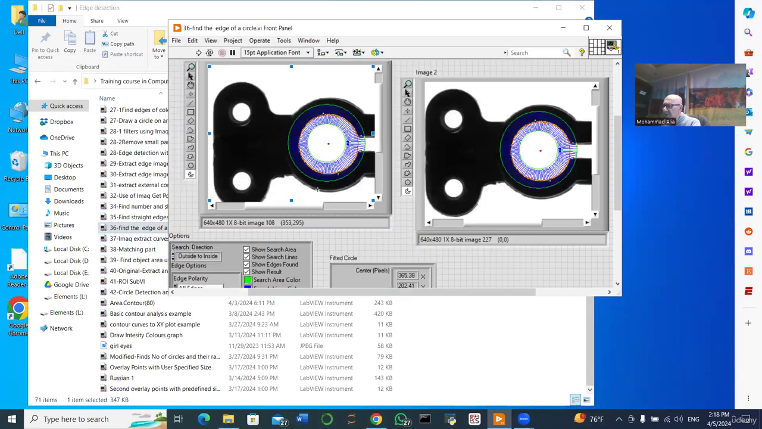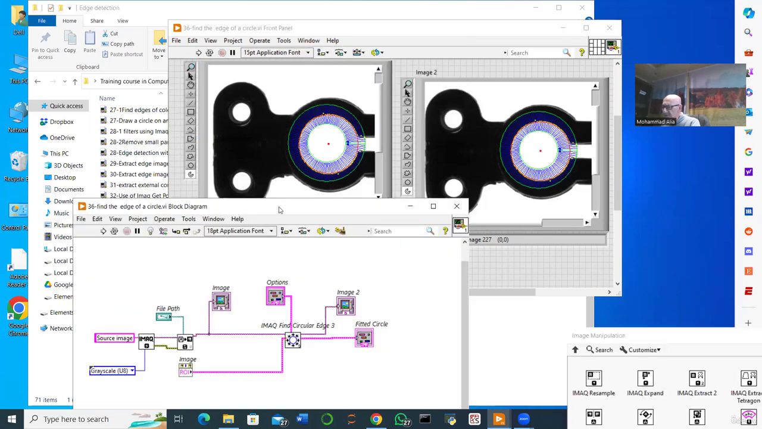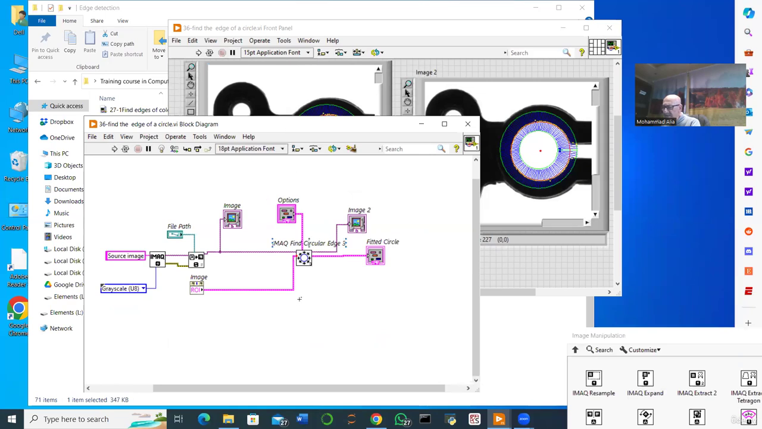Here we are talking about finding the edge of a circle and finding the coordinates of its center and its radius. Of course, if you have a number of circles, you can find it also for all. The function for that is IMAQ Find Circular Edge. It is given number 3.